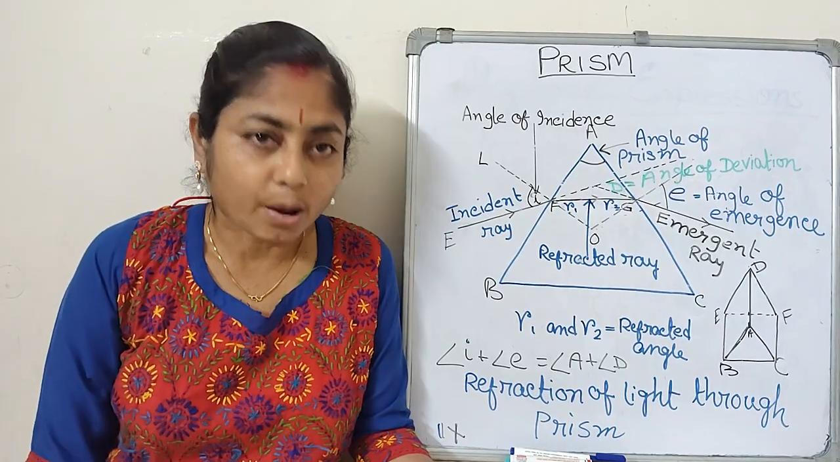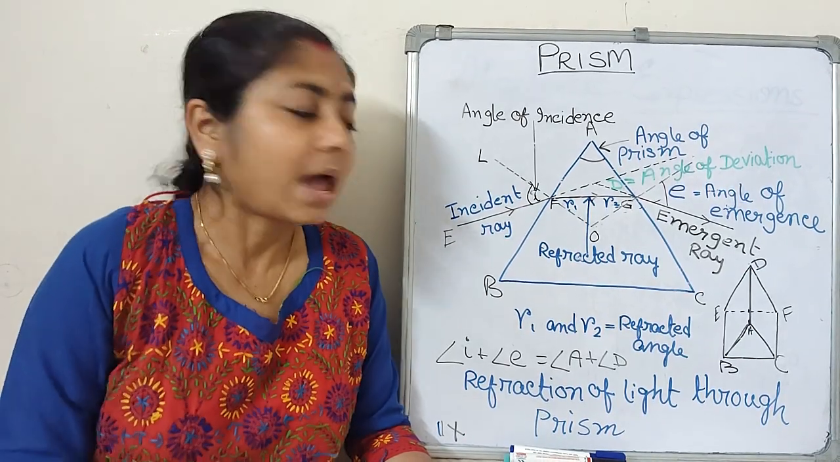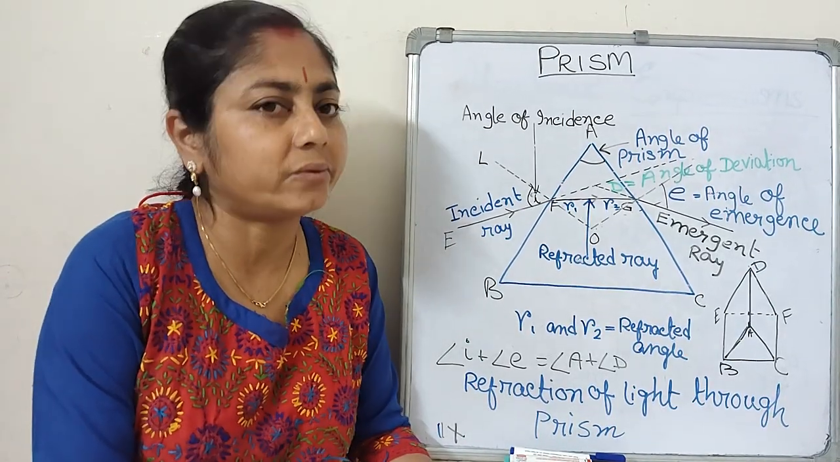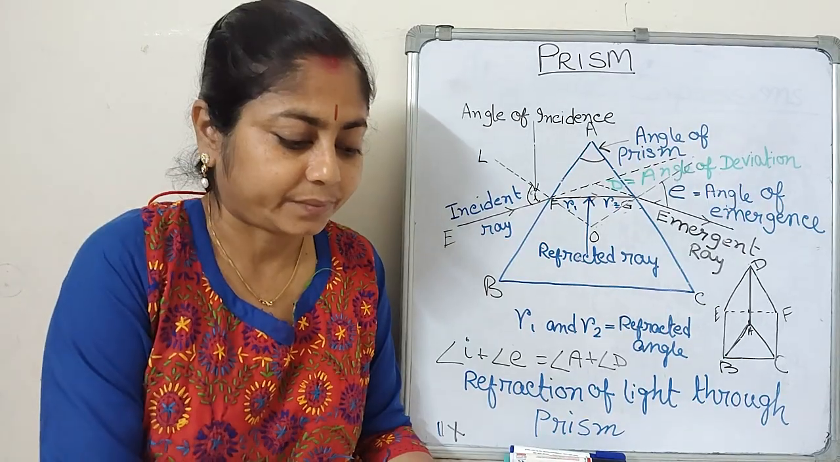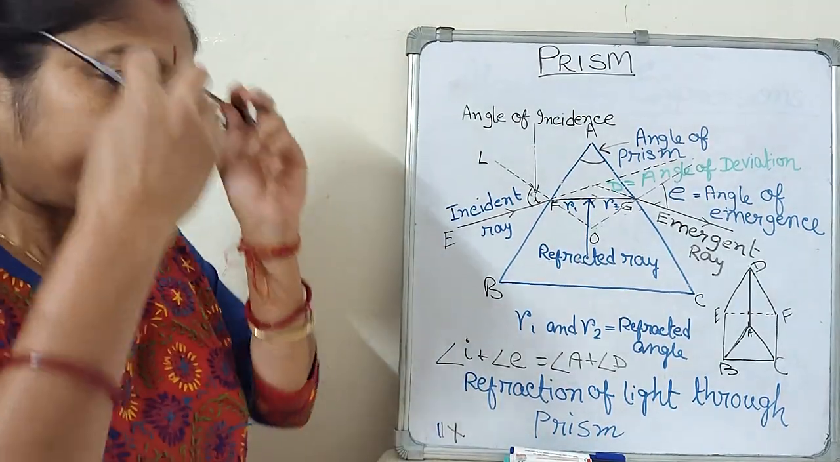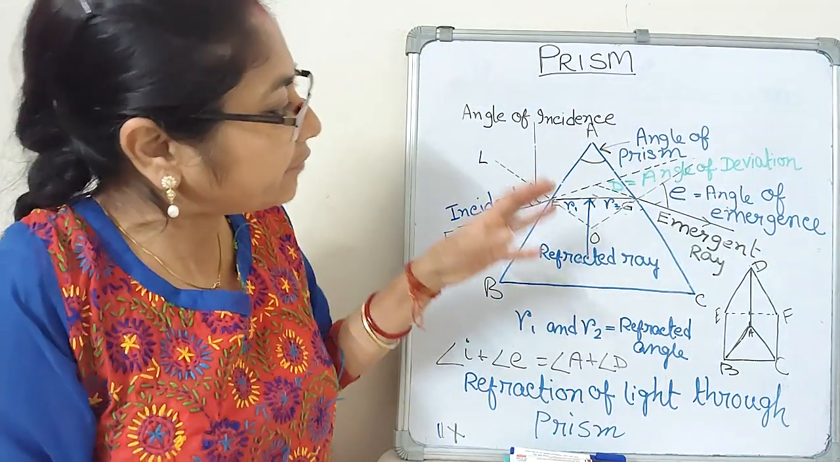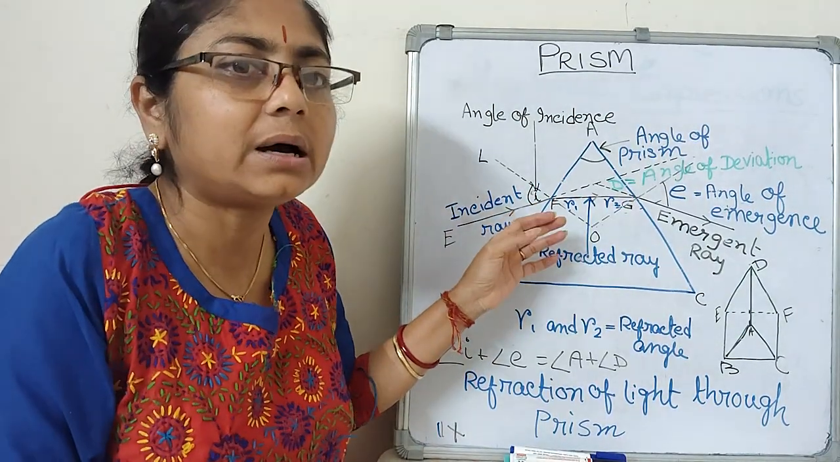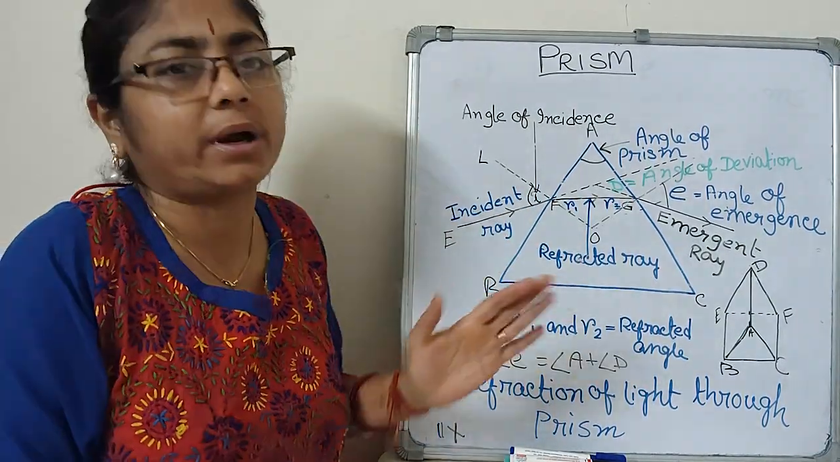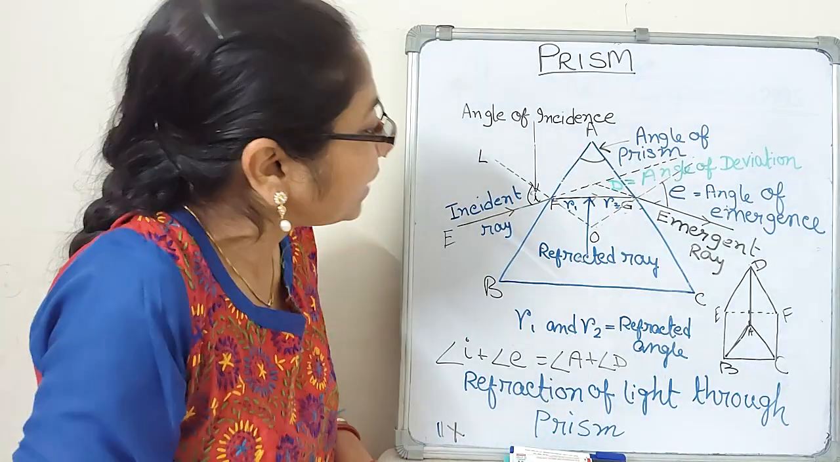Today our topic is prism. I will tell you how prism is related to light. It is a very easy chapter. Some definitions, some angles, if you clear your doubts, then you can do it very easily.